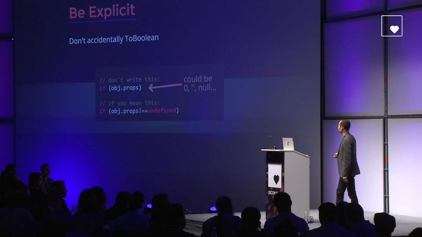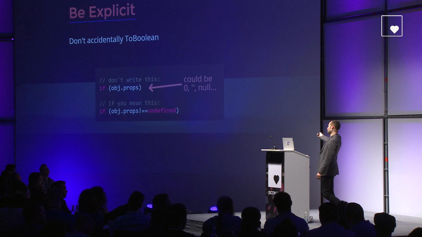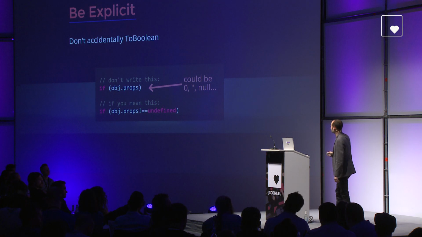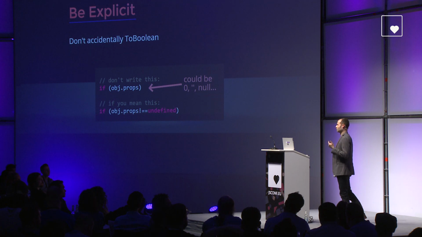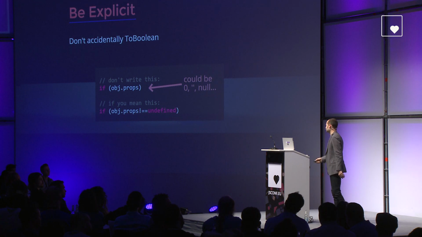The first is be explicit. So I covered this a little bit earlier. Don't accidentally cast something to a Boolean if you have no reason to do that. So in this case, we're checking what looks like the existence of props on an object. But really what we're doing is we're checking that it exists and that it isn't 0, an empty string, null, false, etc. The second one is much more explicit. We are literally checking to see if props is defined. Reading this as a programmer, it makes a lot more sense, and it also is a lot faster for V8 to be able to run.